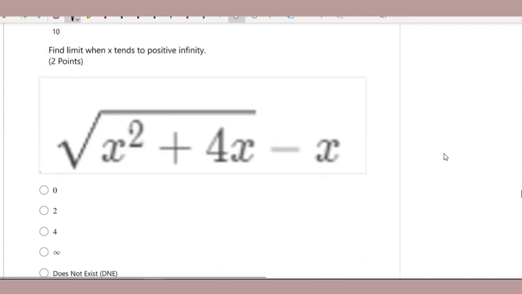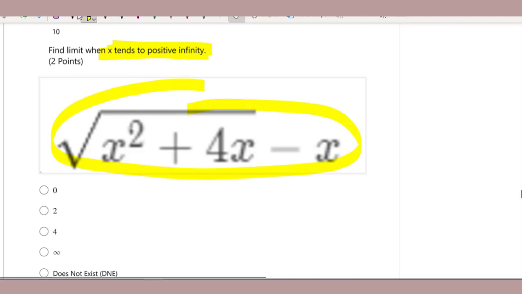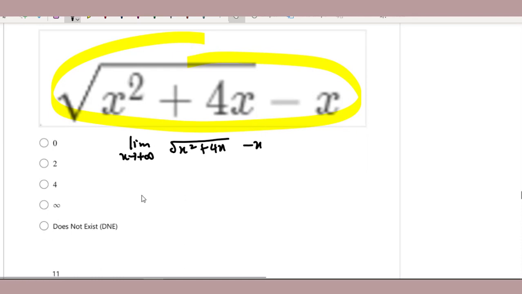Number 10. Find the limit when x tends to positive infinity for this function. We want to find the limit of the square root of x squared plus 4x minus x as x approaches positive infinity. First step, direct substitution. Substituting positive infinity into the square root, you get infinity minus infinity. This case is also considered an indeterminate form.